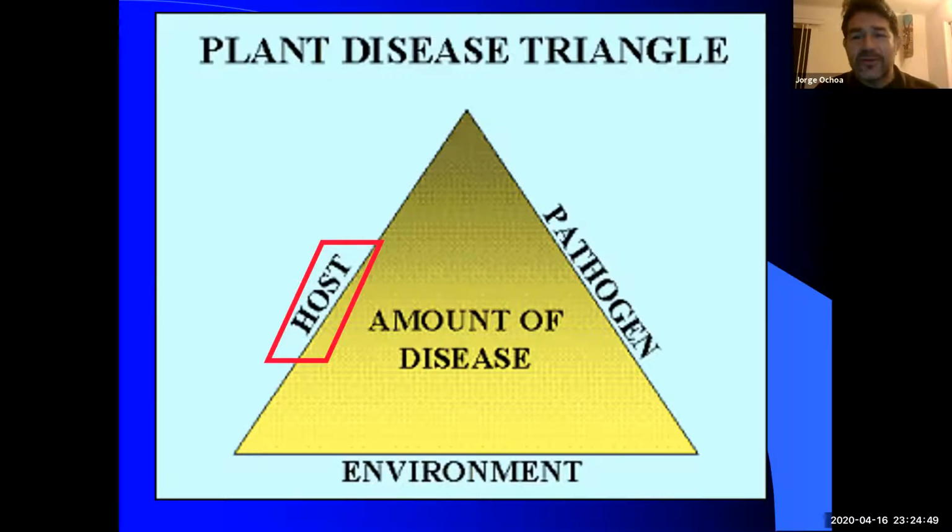And so the host has to be susceptible. And if it's not susceptible, then nothing is going to happen. It is also during this part of the triangle where people can actually do something to stop the disease or slow it down. And that is going to be through the use of resistant varieties.